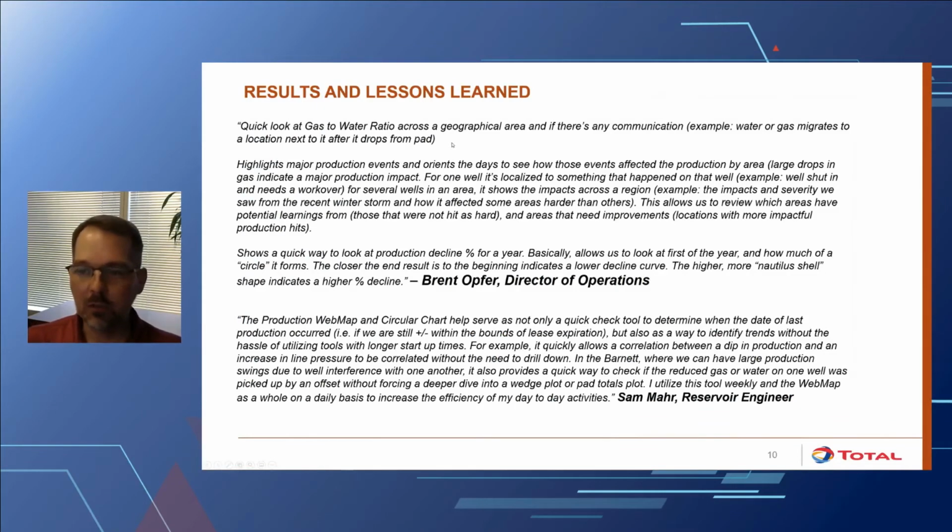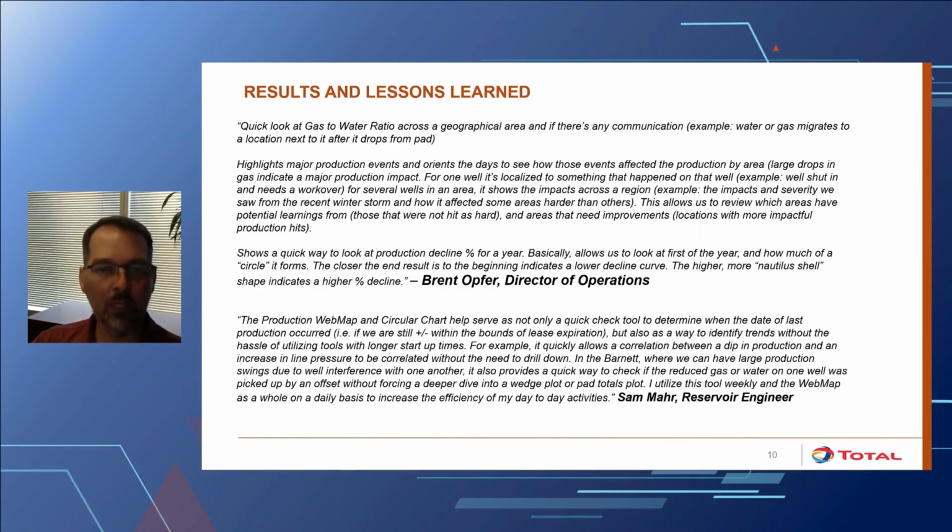So, results and lessons learned. Users want to understand production spatially. Spreadsheets and standard bar and line charts are not always enough. Some of the things that our production web map application helps users with are weather events and why they affect some wells more than they affect others, or production impact from pipeline maintenance. Well communication, where water or gas migrates to a location next to it after it drops from another well, and understanding production decline over time. It also helps identifying good candidates for workover operations.